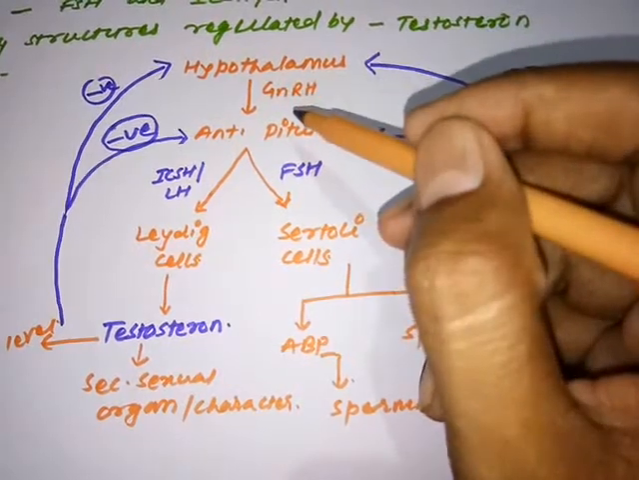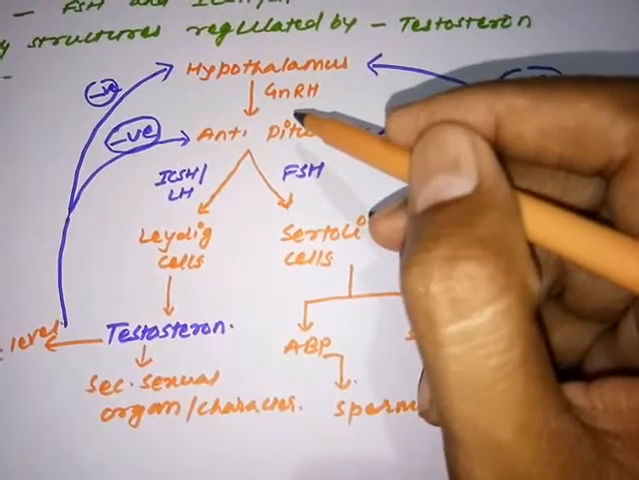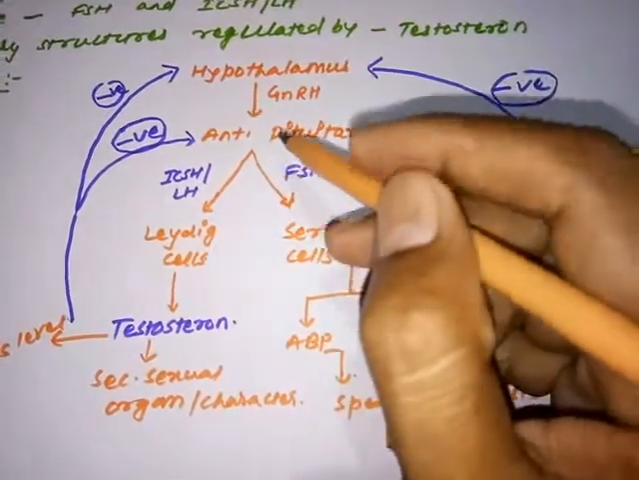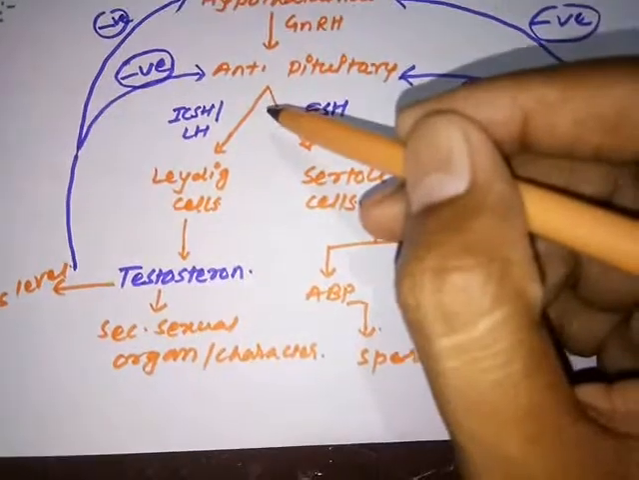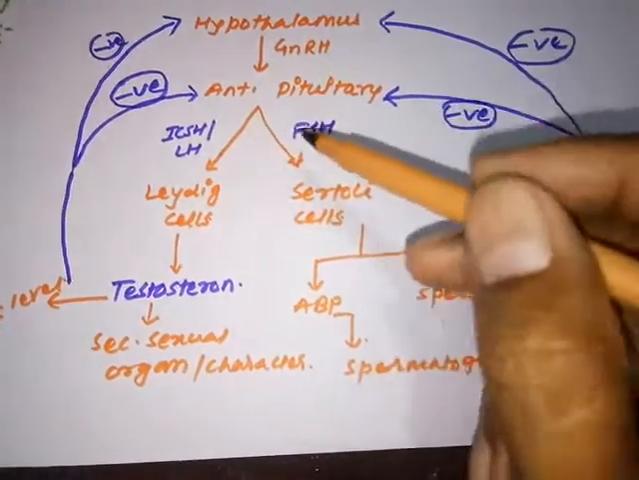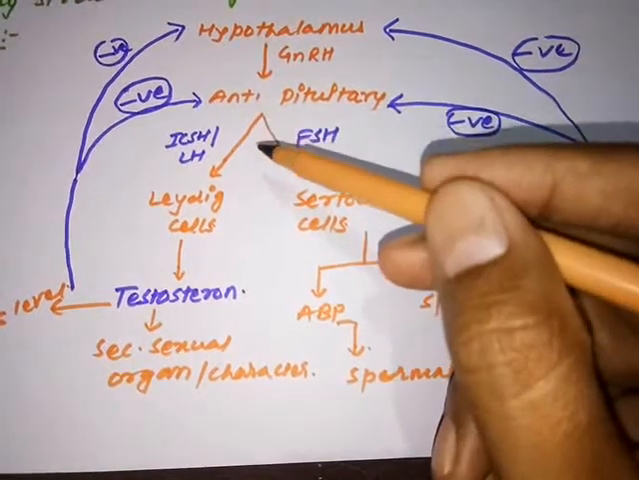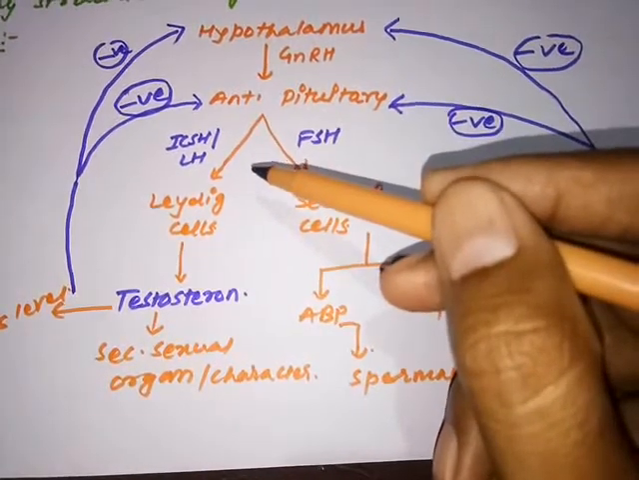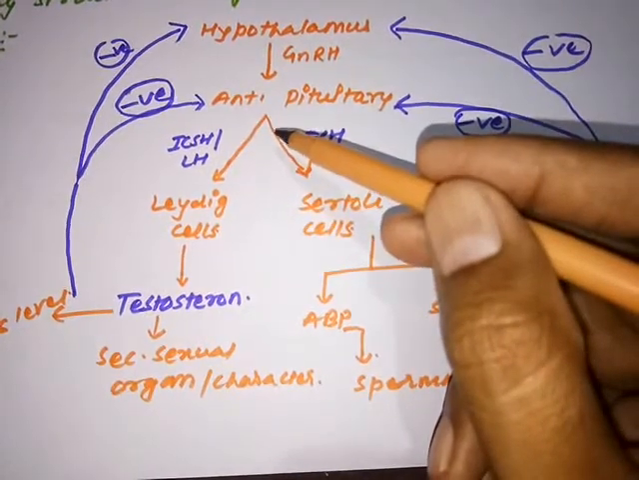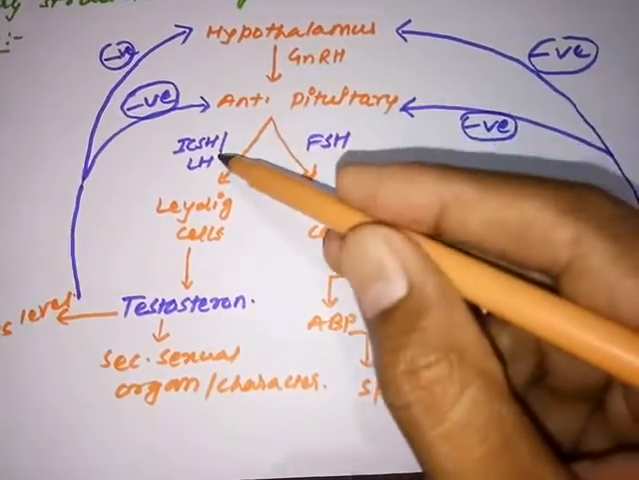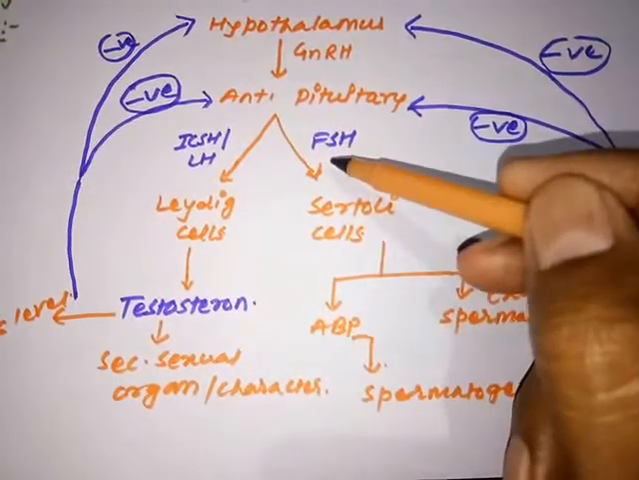The hypothalamus is going to release out the GnRH, gonadotrophin releasing hormone, which works onto the anterior lobe of the pituitary gland. As an effect of that, the anterior lobe of the pituitary gland releases two types of hormones. As we have seen earlier, the two types of hormones required are FSH and ICSH. One is called ICSH or LH, and the second one is FSH.